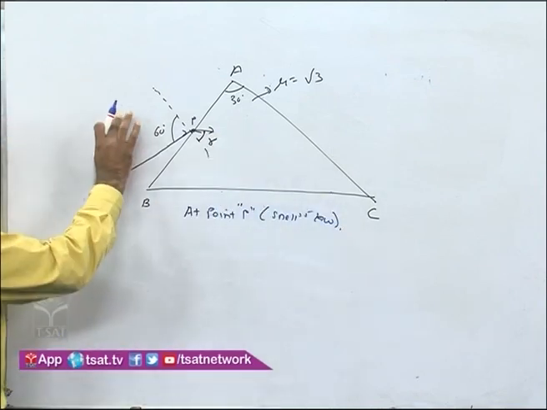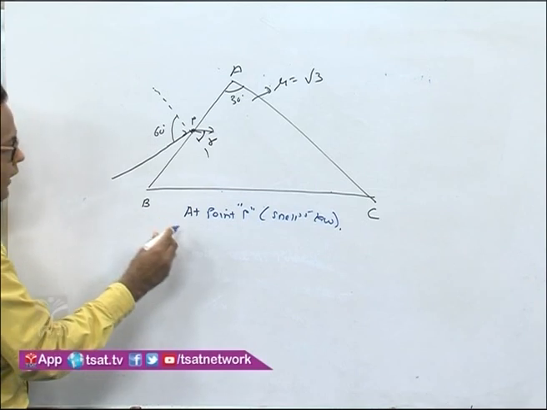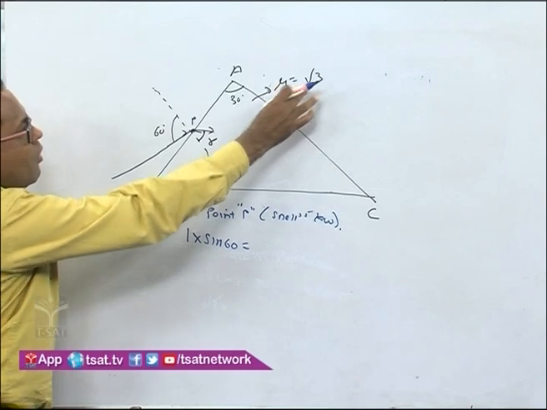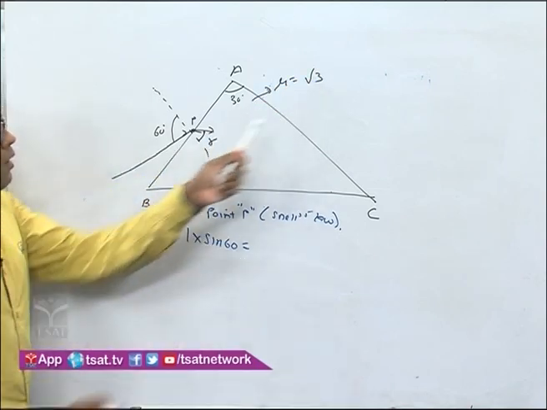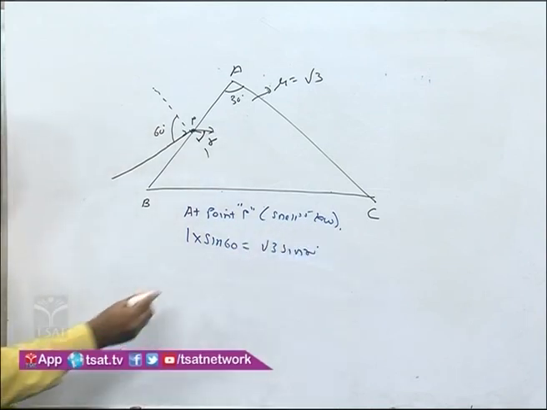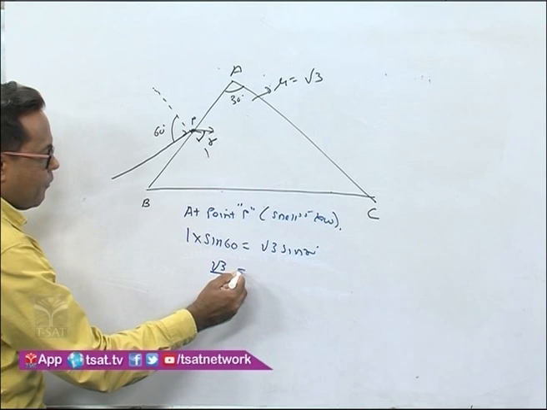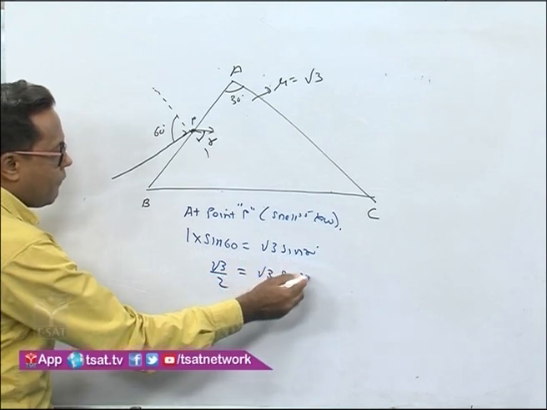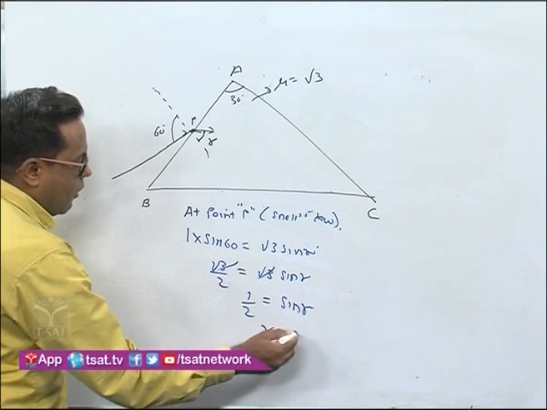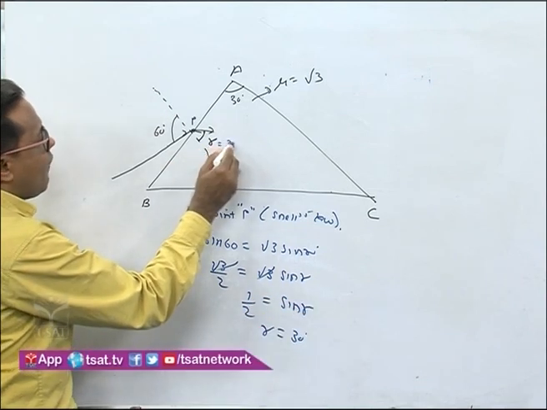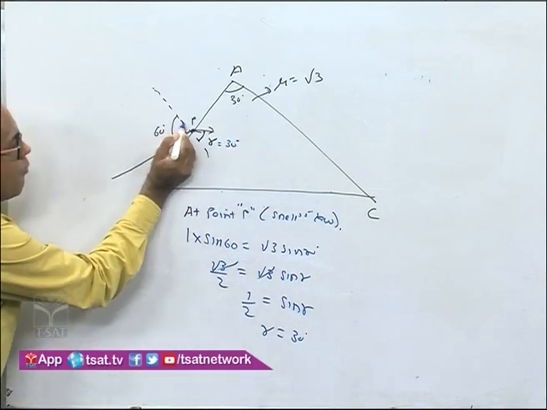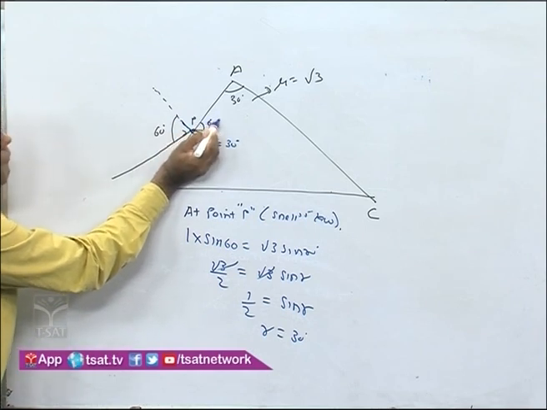Again the same thing: mu1, that is 1 for air, into sin 60 is equal to mu of the prism, which is √3, into sin r. So sin 60 is √3 by 2, equal to √3 into sin r, or 1 by 2 is equal to sin r, or r is equal to 30 degrees. Once we get r as 30 degrees, and this is the normal, this comes out to be 60 degrees.